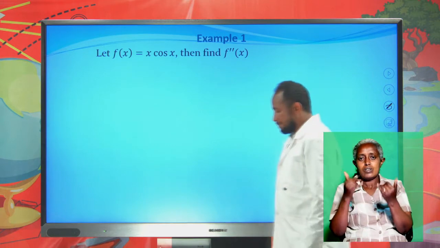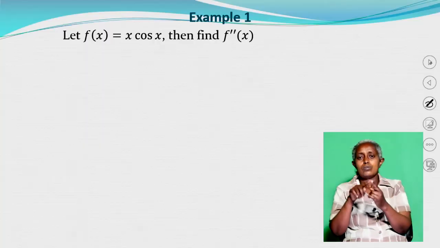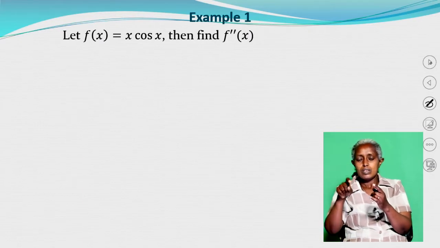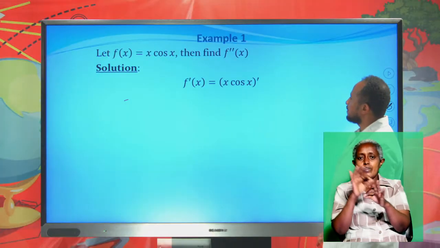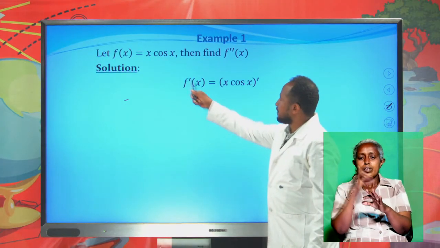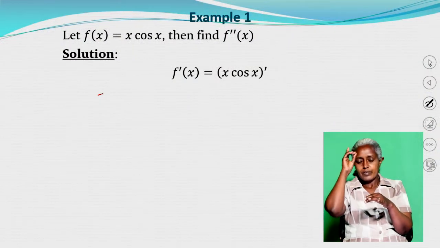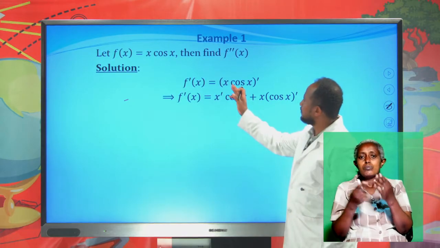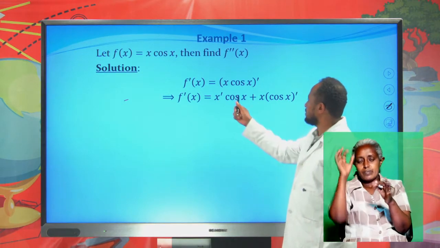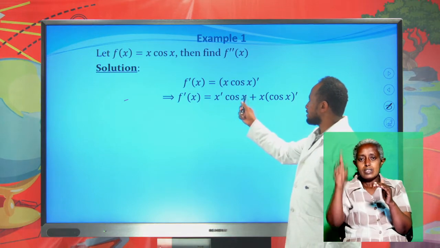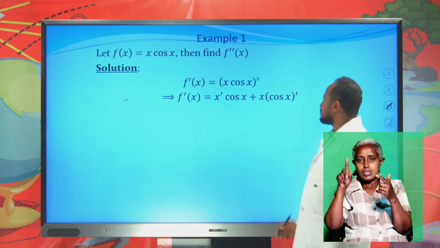Now let's see an example. Let f of x be x cos x, and we are asked to find the second derivative of this function. The derivative of f of x means the derivative of x cos x. So applying the product rule, the first derivative of the function equals the derivative of x times cos x, plus x times the derivative of the second function cos x.